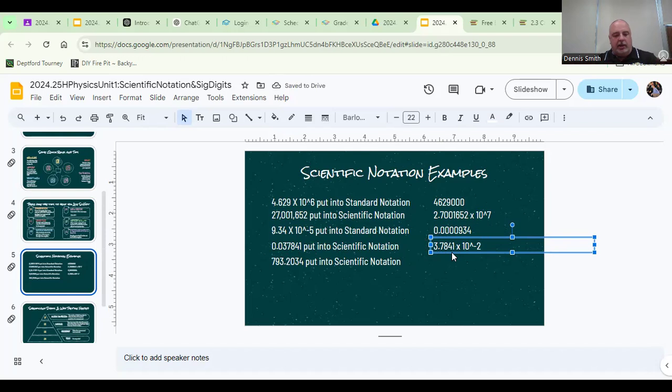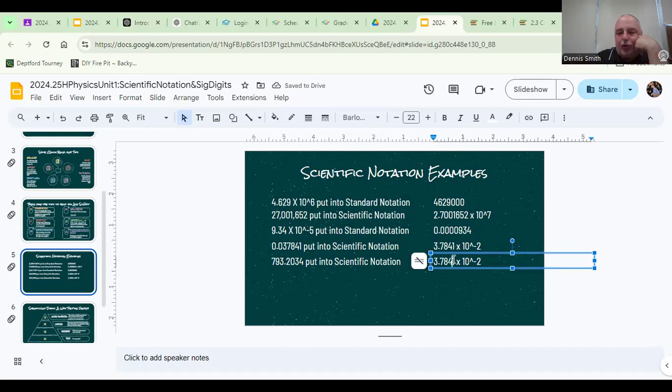All right. And then this last one, 793.2034, put into scientific notation. It's greater than 1, so your exponent's going to be positive. You're moving to the left 2 spots. So it ends up being 7.932034 times 10 to the second power.